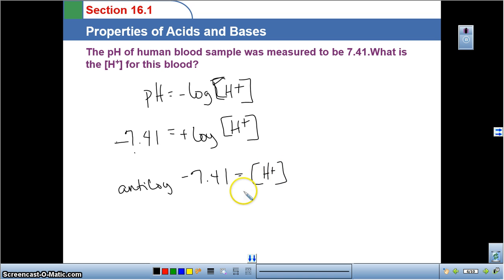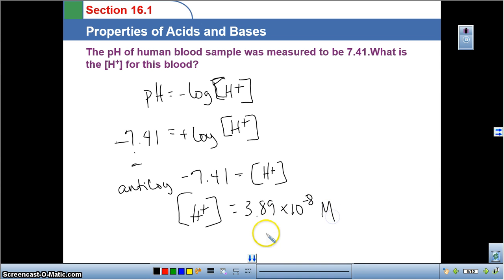So let's take a minute and throw that into the calculator. What I'm going to put into the calculator is second log and then minus 7.41 in parentheses. And the answer that I get for this is, let's see, the H plus concentration is going to equal 3.89 times 10 to the negative 8th molar. And that's a positive 3.89. We have two places past the decimal point here for the pH, so we keep two places past the decimal point here for the H plus concentration, and that's how we do that one.